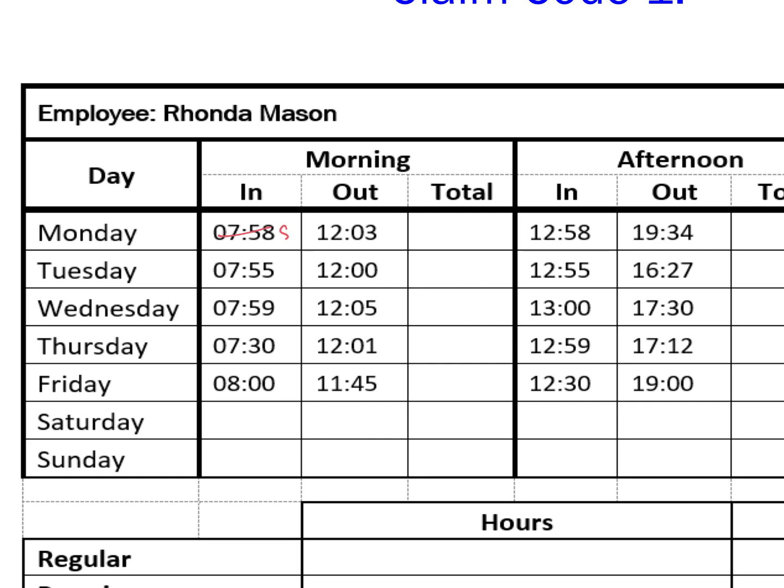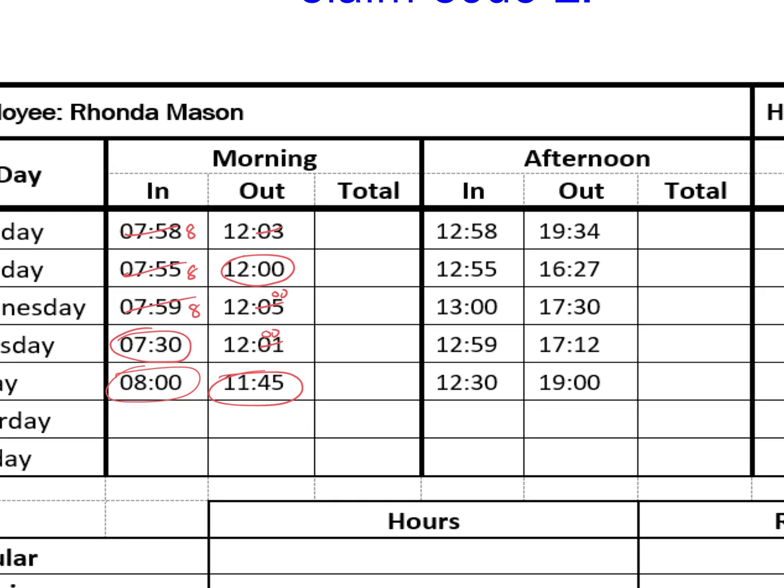7:58, that's just going to be 8. That'll be 8. That'll be 8. This is 7:30. It stays at 7:30, so I'm not going to touch it. Maybe I'll circle it just to say that I looked at it, and same with 8. This will be 12 o'clock. This is 12 o'clock. That's 12 o'clock. That's 12 o'clock. And that's 11:45. So I'm not going to touch it.